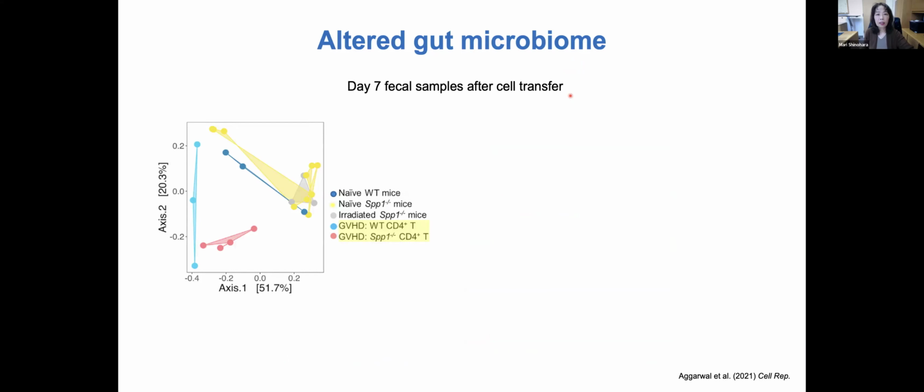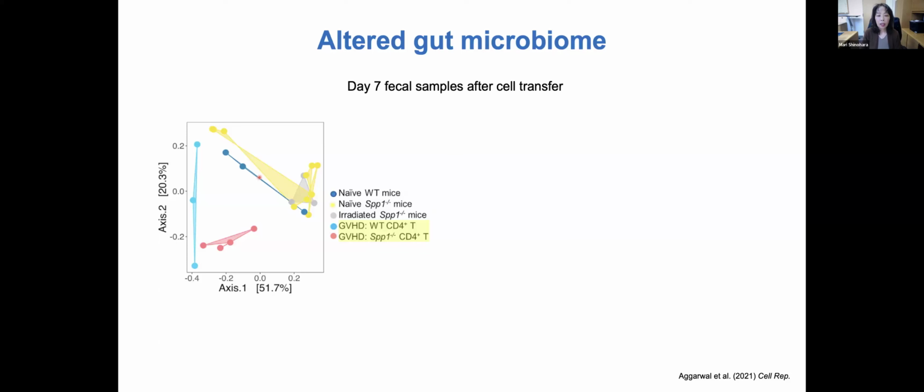The next thing we tried is looking at the microbiome. We looked at microbiome composition by sequencing the 16S ribosomal gene from day 7 fecal samples. So we had 5 different groups. The first and second groups are simply the naive wild type and SPP1 recipient mice. We just wanted to know whether wild type and total knockout have any difference without any disease. It's the blue and yellow lines, but we really don't see much of a difference here.